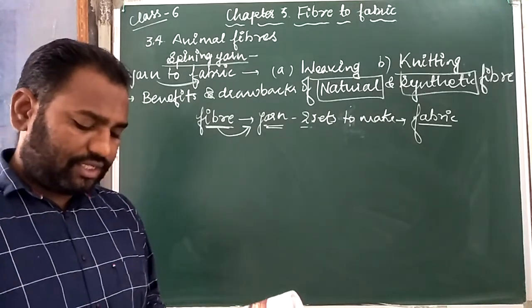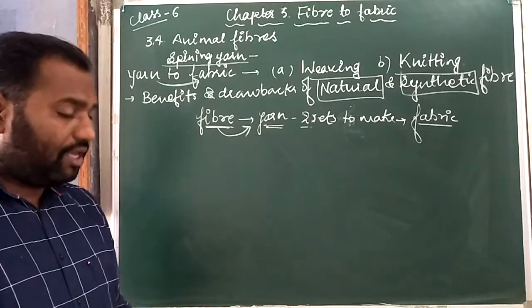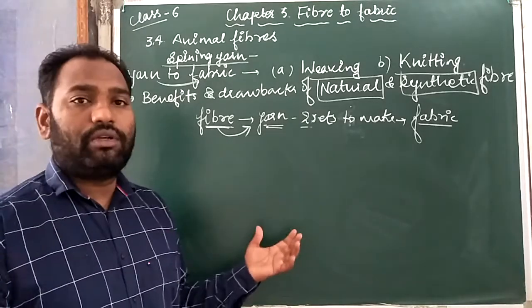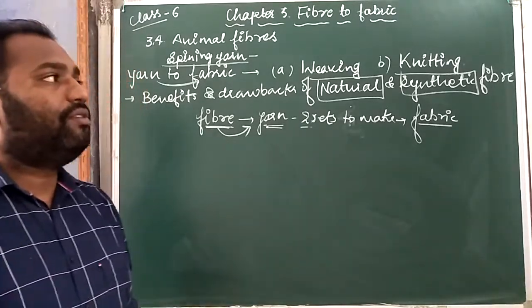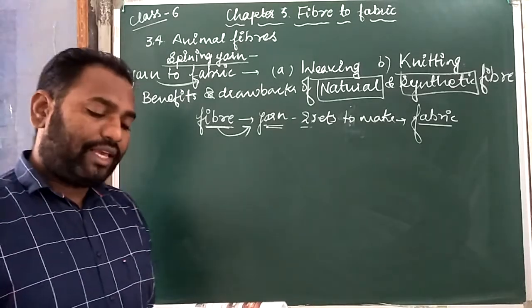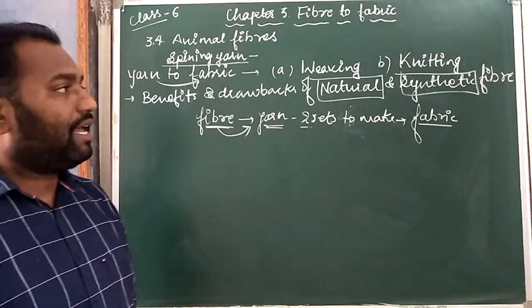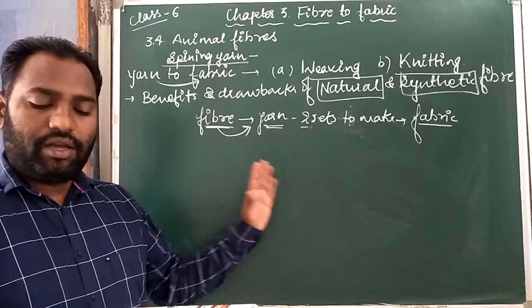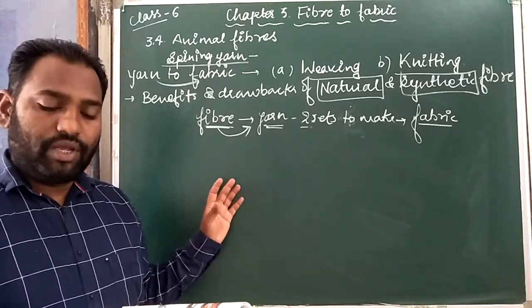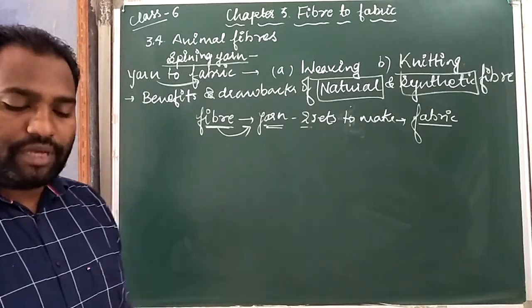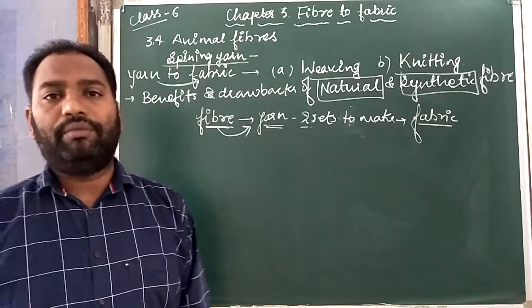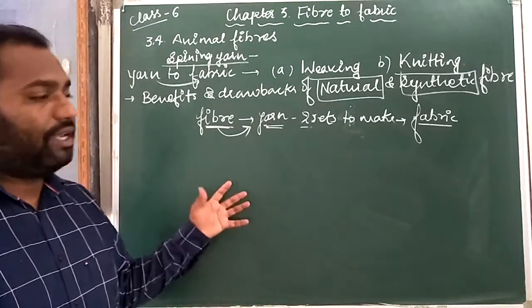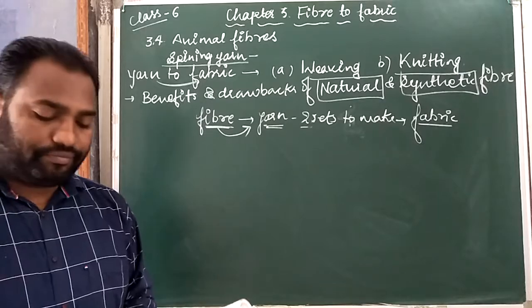For example, natural silk is a costly fabric, like khadi clothes. They are very expensive fabrics. They also get creased or crumpled easily, which means they get wrinkled. So they have to be ironed after every wash. Without ironing, they look creased or crumpled.